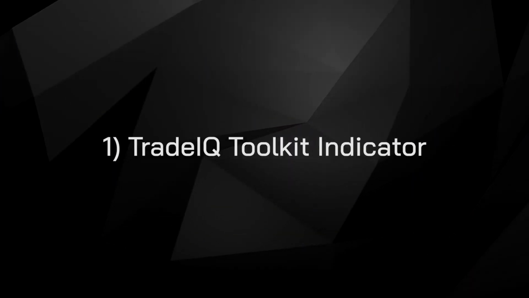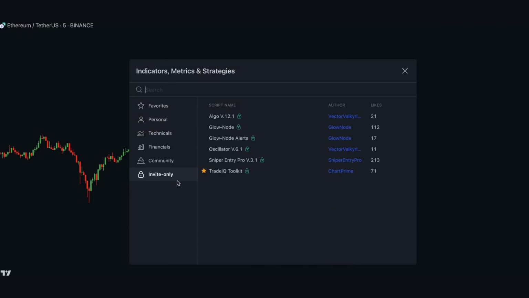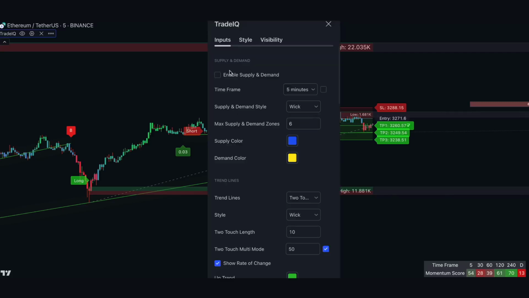Finally, let's unveil my most powerful TradingView indicator. This magic tool is called the Trade IQ Toolkit. After years of studying different indicators and price action, the Chart Prime team finally came up with a tool that I believe to be the most effective on the TradingView platform. This is the type of indicator every trader should have in their arsenal to become consistently profitable.